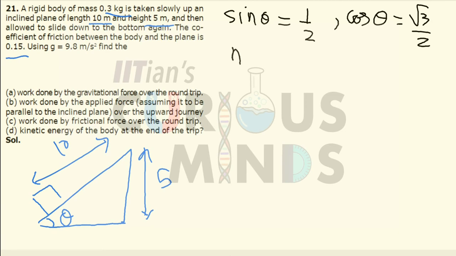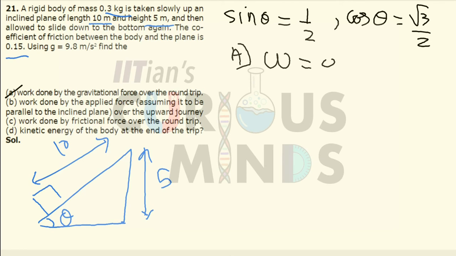Let us find out the A part. It is given that we have to find the work done by the gravitational force in one round trip, when the block goes up and again comes down. Now the gravitational force is a conservative force. It means that the work done in one round trip by the gravitational force will be equal to 0. So A part is done.